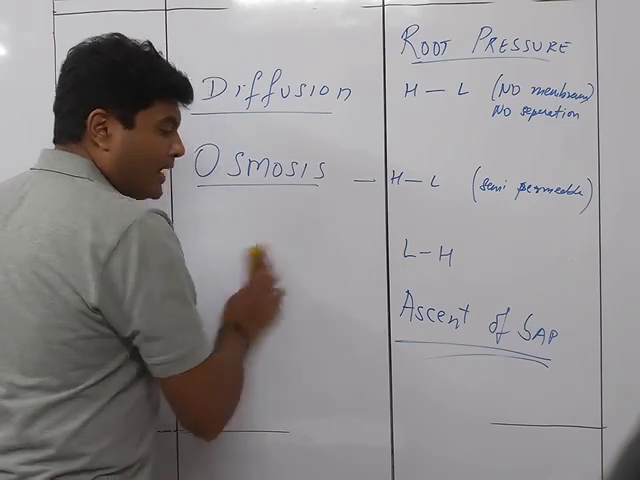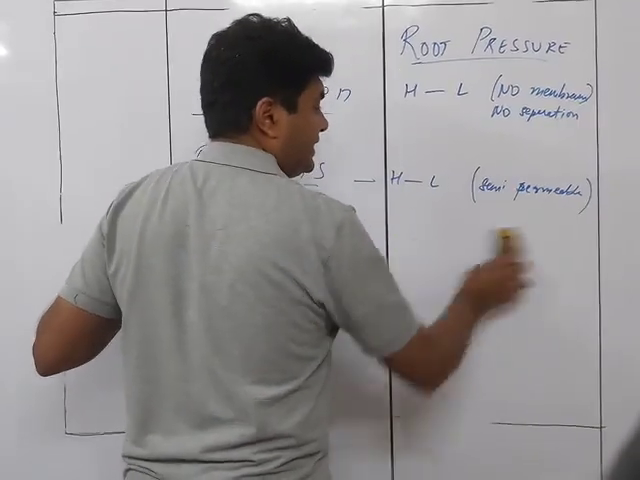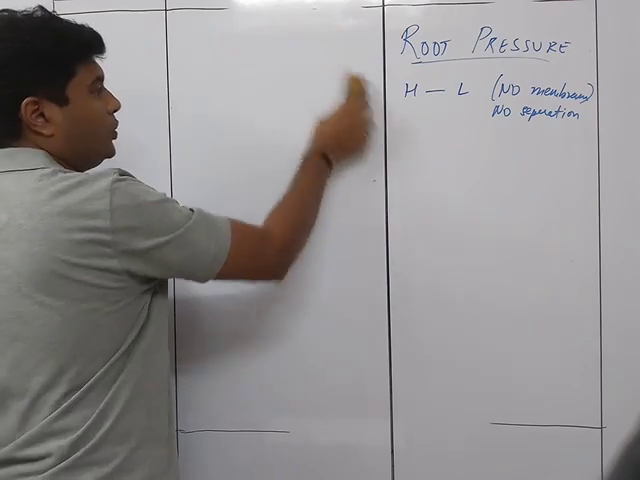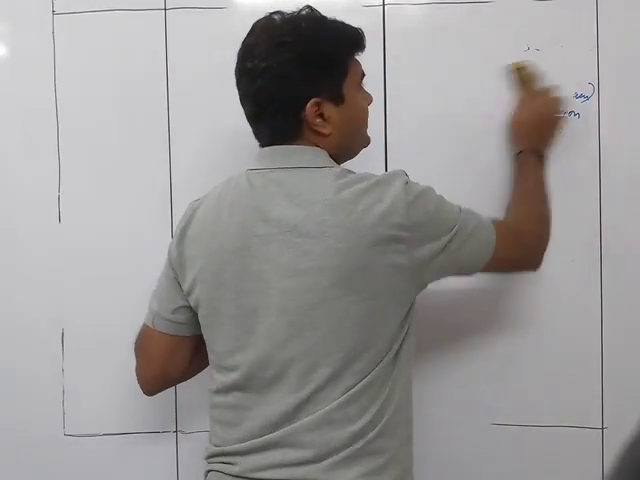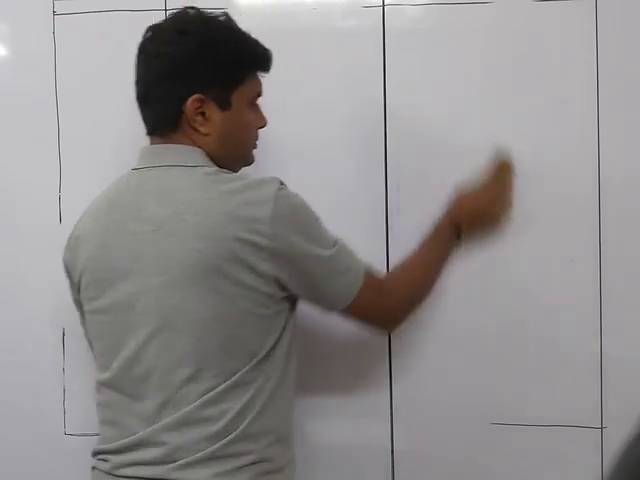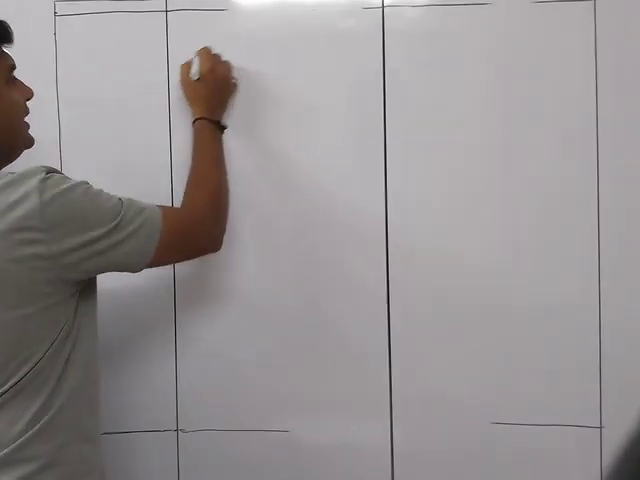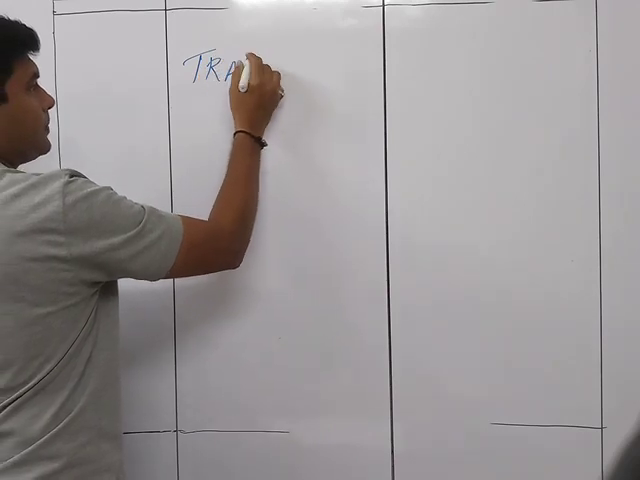So there is one more particular activity taking place inside the plant which is going to utilize the water which is entering into the plant, and that is called transpiration.